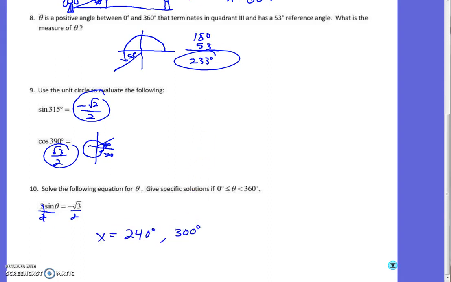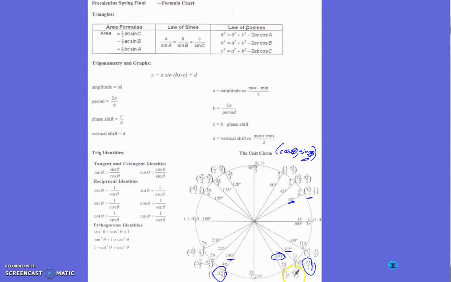All you have to do is look at the unit circle and see where sine was negative square root of 3 over 2, which is right down here at 300 and right over there. Don't worry about that. That was from the other problem. Up here we had a square root of 3, but that's the x. That's not sine. That's cosine. And this one was positive, so there's no other choices. And that's as far as I can get in this video.